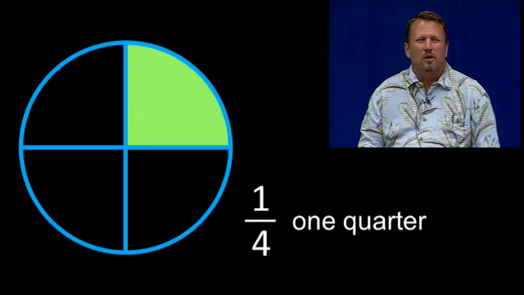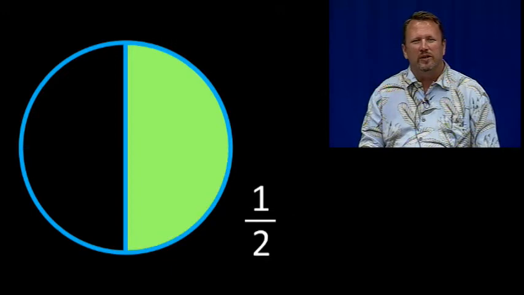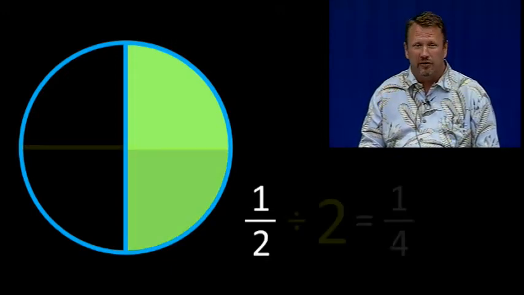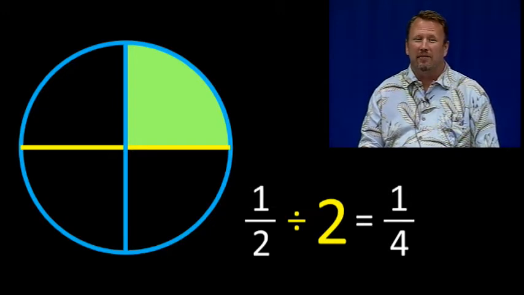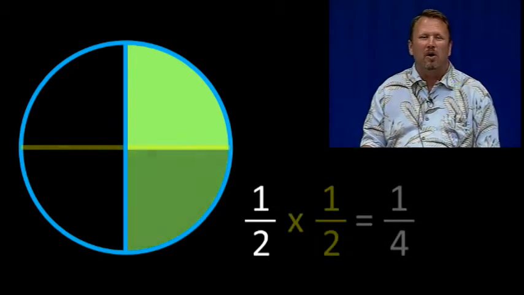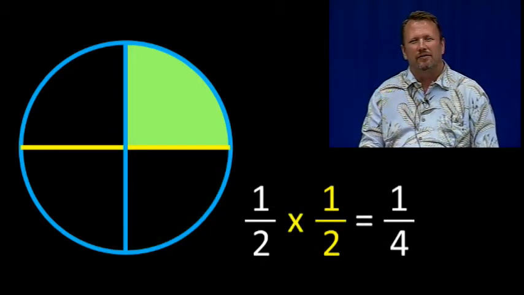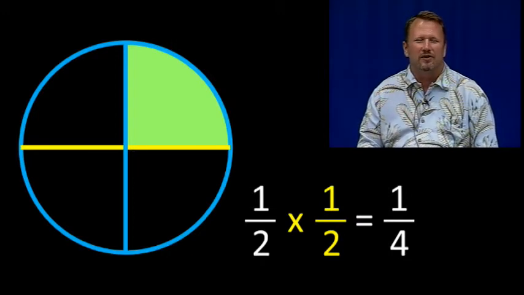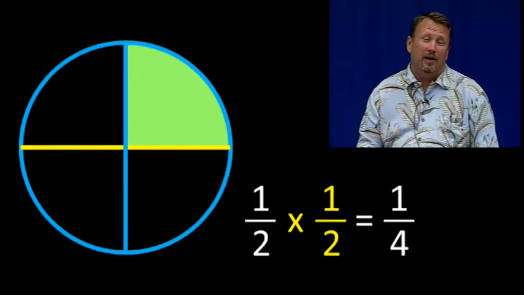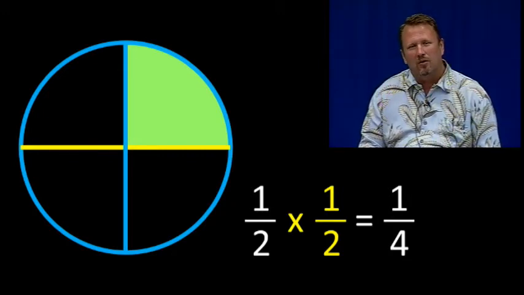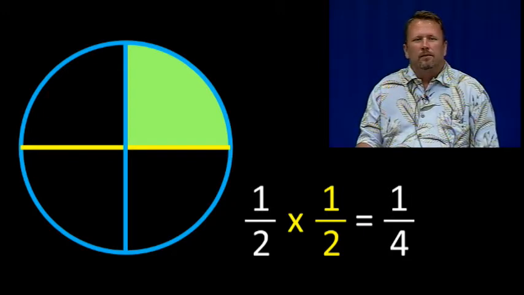Notice 1/4 is 1/2 of 1/2. If we take 1/2 and divide it into 2, we end up with 1/4. That's the same thing as taking 1/2 and multiplying it by 1/2. So because fractions are a form of division, multiplication and division of fractions are closely related.